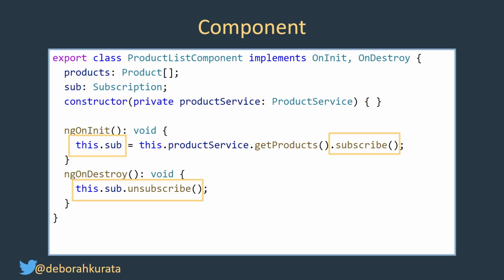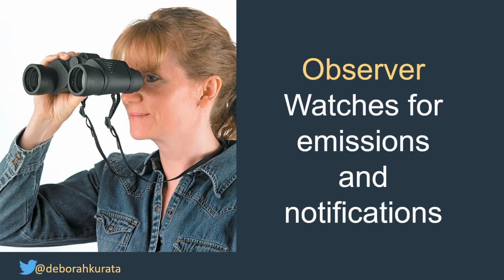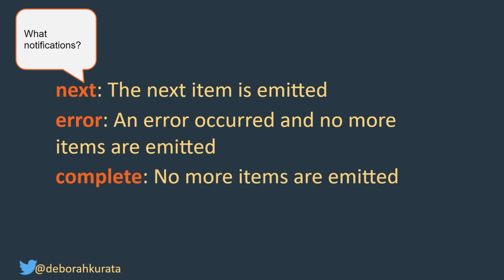Okay, so that's all fine and good. We're calling our method. We're getting back a subscription. Where's our data? How do we work with that emitted value? Where is our array of products? That's where that third term, our third and last term, comes in. An observer watches for emissions and notifications. What notifications? Do you remember what they are? Next, error, complete. Okay, so our observer is going to watch for those three notifications.